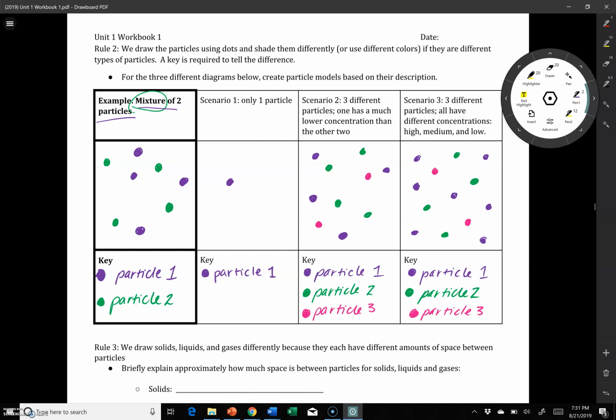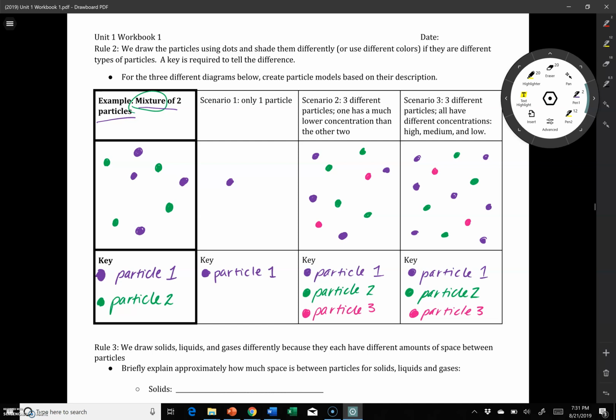I could have drawn multiples of only 1 particle, and I would have accepted that because that could be interpreted that way. So if you have all the same color or same type of particle labeled, and you have multiple in this scenario 1 box, that would be acceptable.